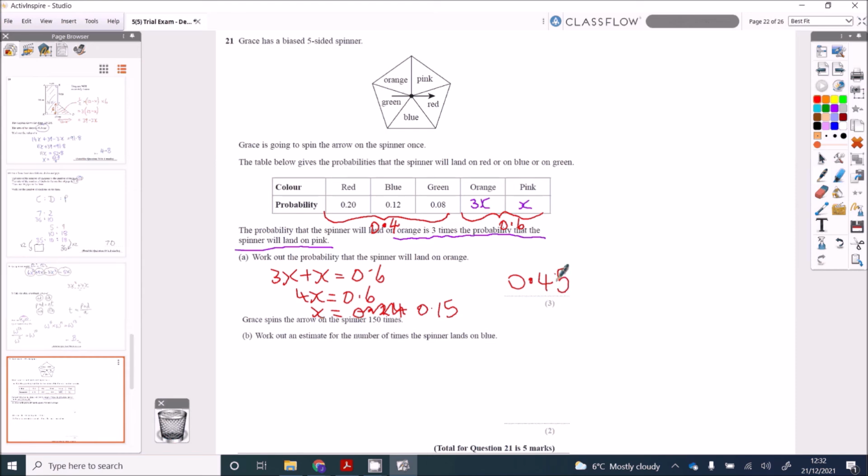Now, for part B, Grace spins the arrow on the spinner 150 times. Work out an estimate for the number of times you will land on a blue. Right, well, when you spin it once, the probability of landing on a blue is 0.12. So that's the probability when you spin it one time. We're going to spin it 150 times, so you just simply multiply that by 150. So 150 times 0.12 gives us 18.